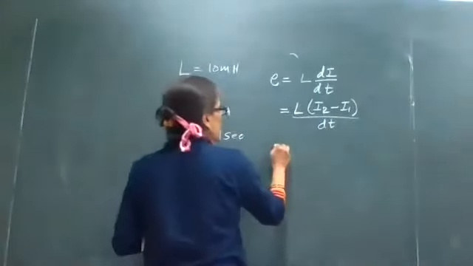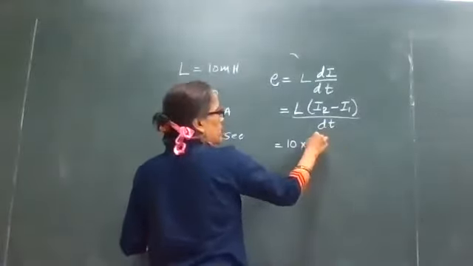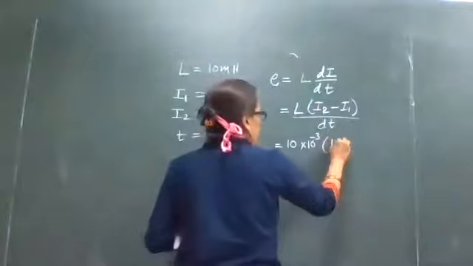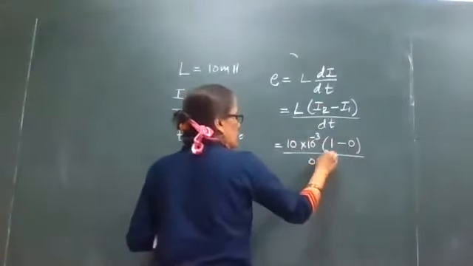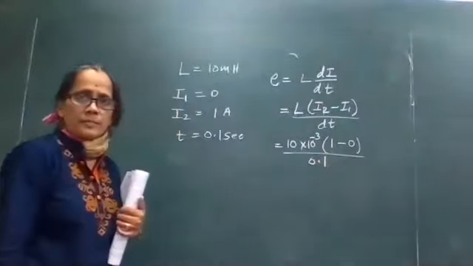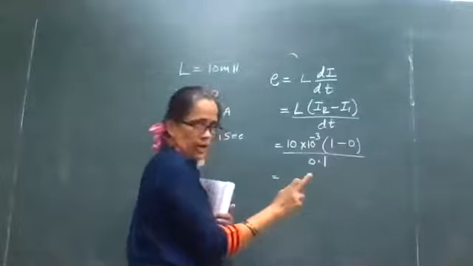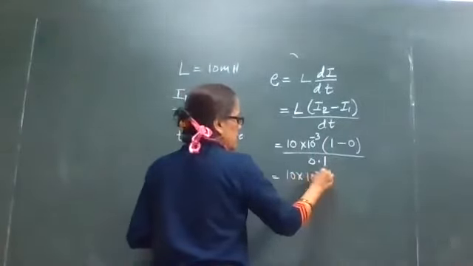L value is how much? 10 millihenry, so 10 raised to minus 3. I2 minus I1, that is 1 minus 0. Upon time interval is what? 1 to 1. So now your calculation will come. 1 minus 0 is 1, multiplied by 10 into 10 raised to minus 3.